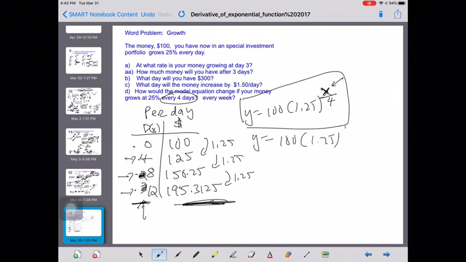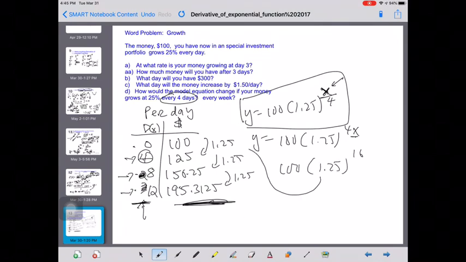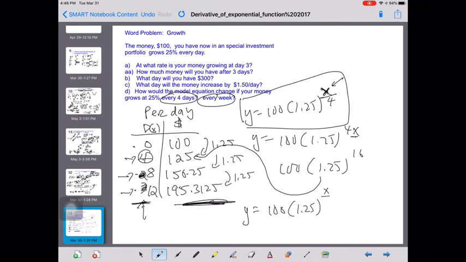Now, some students might do this, 100 times 1.25, and they put 4x. Okay, if you put 4x, well, if you sub in 4 days into here, you would get 100 times 1.25 to the power of 16. And that is not going to give you 125. So just be aware of that. So basically, if something happened every week, well, every week means every 7 days. So your model is going to be 100 times 1.25 to the power x divided by 7. Something's happening every 7 days.